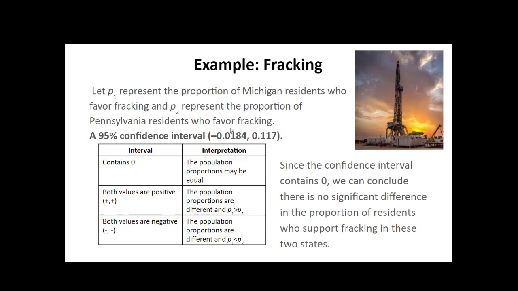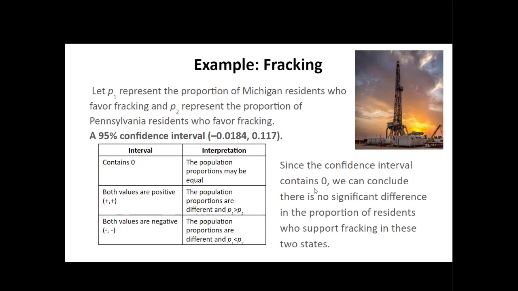Let's look at the interval. The lower bound is negative. The upper bound is positive, which means that 0 is captured within that interval. The interval contains 0. What does 0 mean? No difference. So here, interval contains 0. That means there is no difference. The 2 populations are approximately equal. So, since the confidence interval contains 0, we can conclude that there's no real difference, no significant difference in the proportion of residents who support fracking in these 2 states.